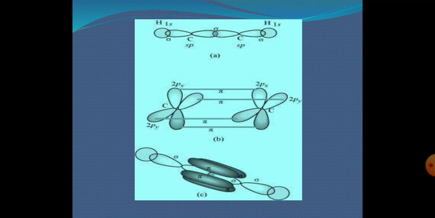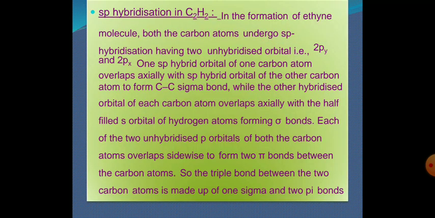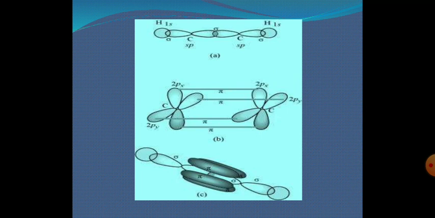And considering the hydrogen atoms approaching the hybridized carbon atoms, one single sigma bond is formed for each carbon atom. So in this molecule there is a total of 3 sigma bonds and 2 pi bonds. This is the final figure of the formation of ethyne, or acetylene. In figure C, you will notice how the formation of acetylene takes place. Each of the two unhybridized p orbitals of both carbon atoms overlap sidewise to form pi bonds, that is 2px and 2py.